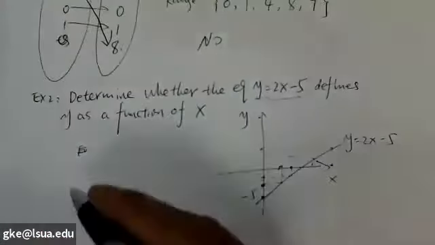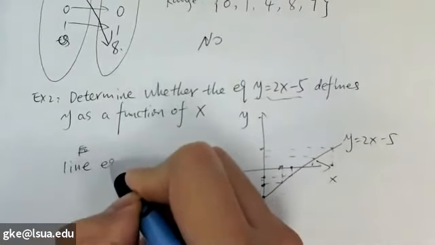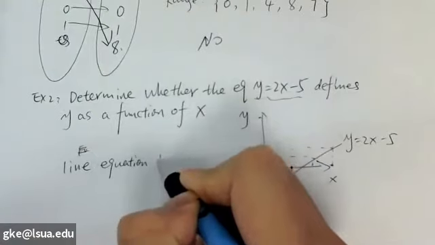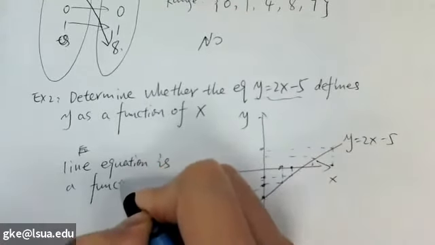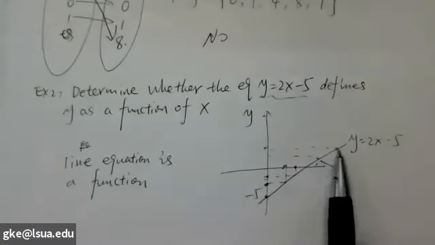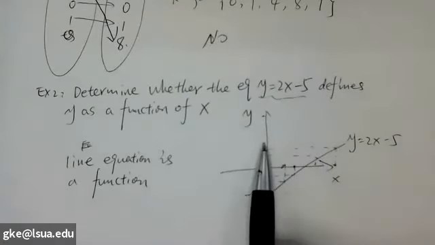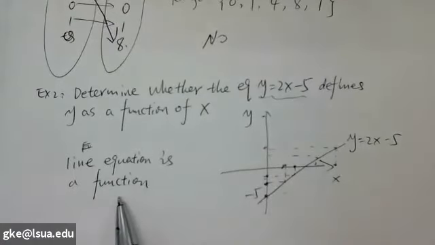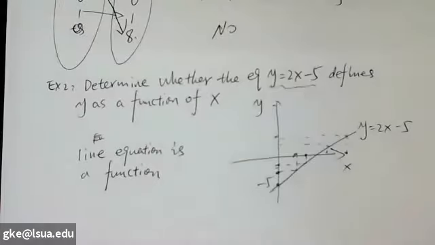So I give you the idea: any line equation is a function. Is that clear? Because whatever x value you pick, you always can find one y value. One x always corresponds to one y value. So that means that is a function. Now let's take a look at another one.